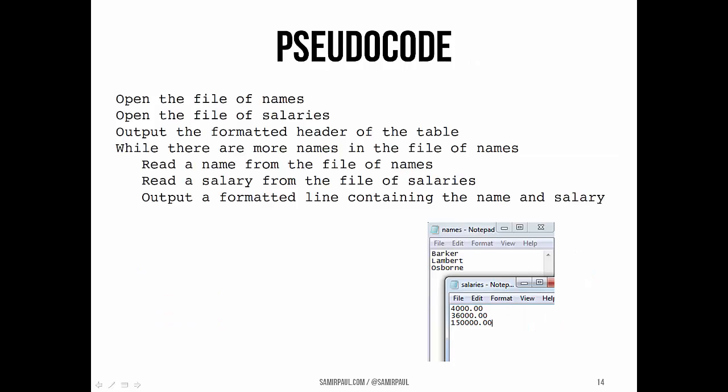Fine. Some pseudocode for what we're going to do. We're going to open the file of names, open the file of salaries. Okay, we're going to print our header, and then while there are more names in the file of names, read a name, read the salary from the salaries file, and just output the formatted line of both. It's not rocket science. Let's take a look.